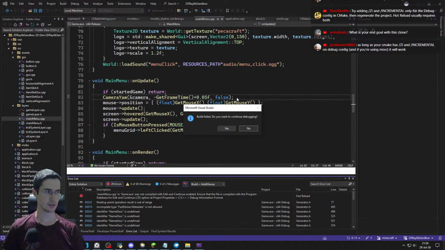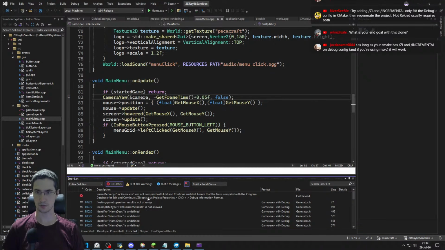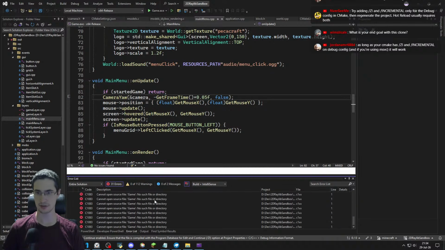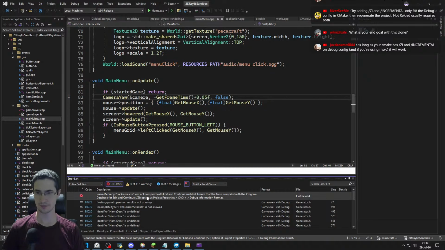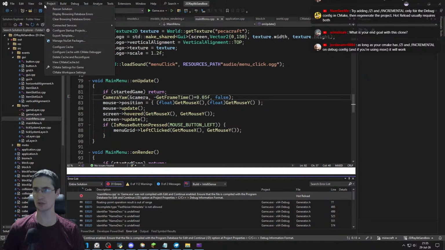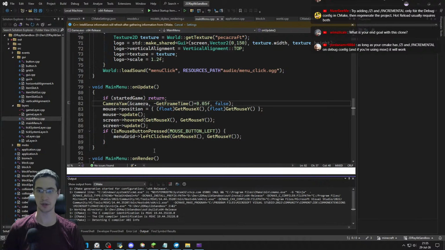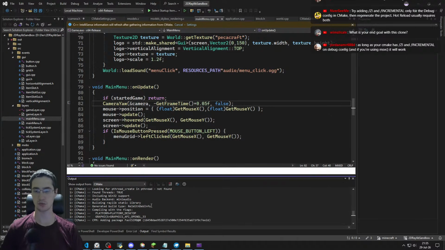As long as your CMake has on debug config, what did fail? Was not compiled with edit and continue enabled. Ensure that the file is compiled with the program database for edit and continue option for project properties. What did we break? Main menu CPP. Yeah, this file was not compiled. Okay, let's clear the cache, just in case. Delete, so that it compiles with the new properties, with the new options.